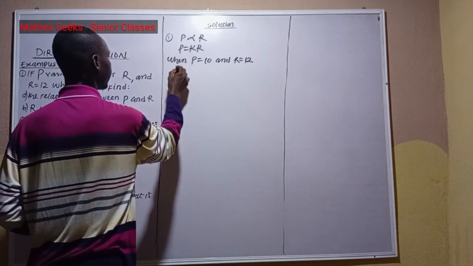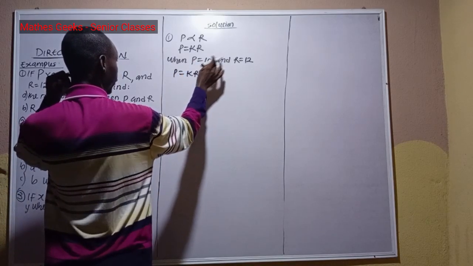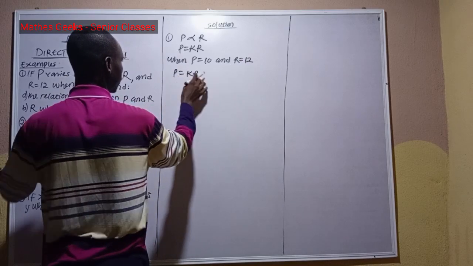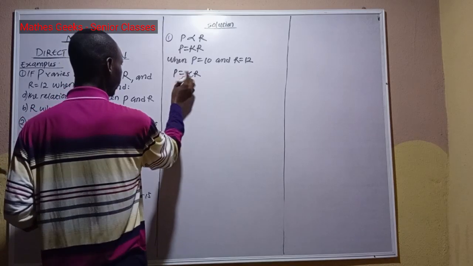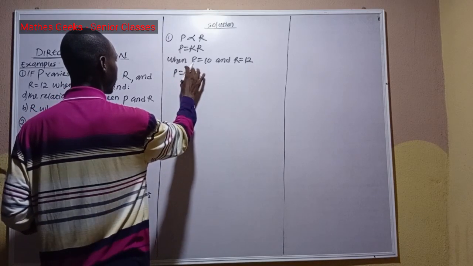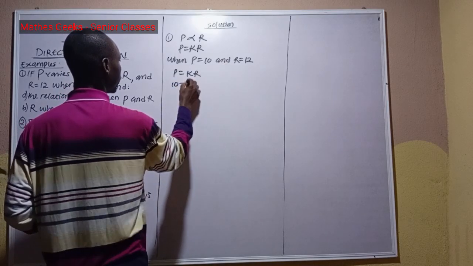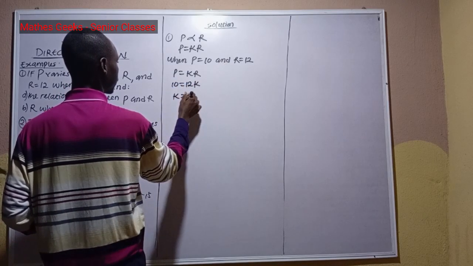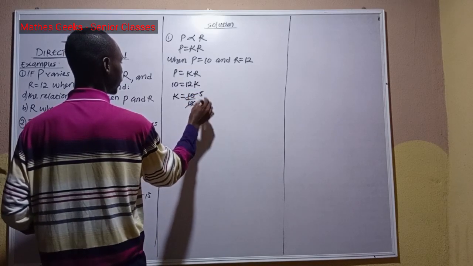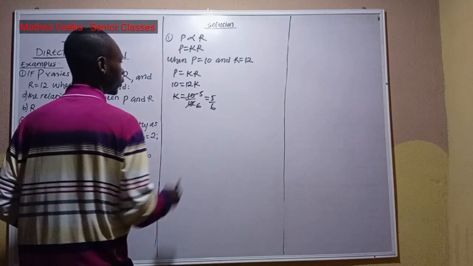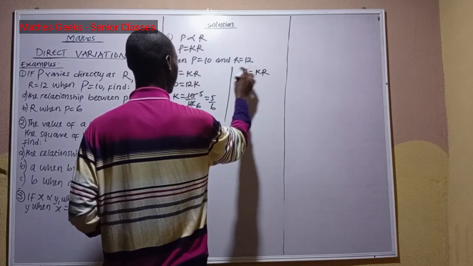You could solve this by substituting the values for P and R into the formula. You can also solve by making K the subject of the formula first. So if P is 10, then 10 is equal to 12K. So K is equal to 10 over 12. Dividing by 2 here gives 5, and by 2 here gives 6, which is 5 over 6. Or you could say P is equal to KR, and make K the subject of the formula.